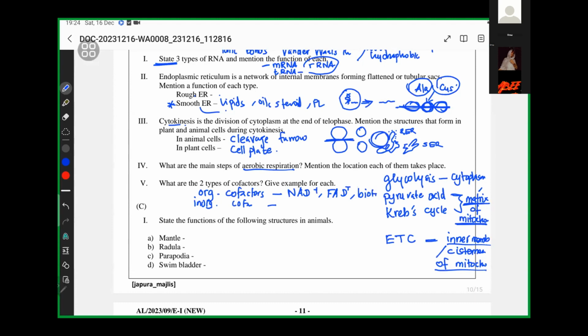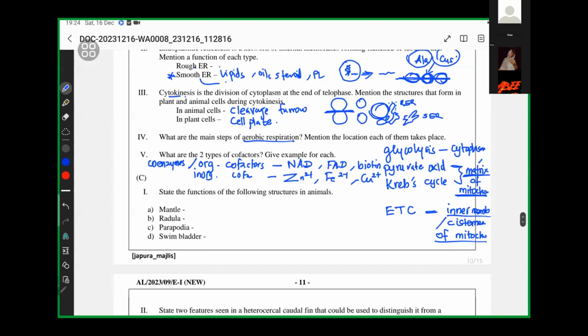Sorry, no plus mark is there. NAD, FAD, and biotin. So these are the organic cofactors. Inorganic cofactors, you can say the metal ions, Zn2+, Fe2+, or Cu2+. Okay, for the organic cofactors, you can write as coenzymes as well.